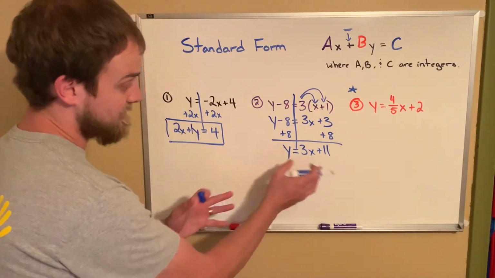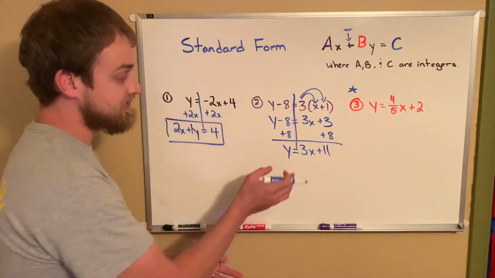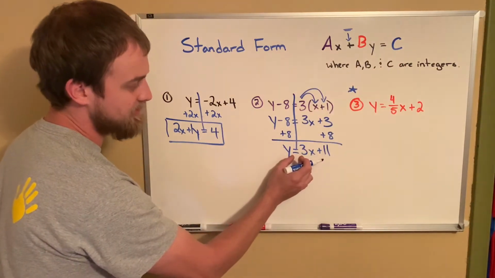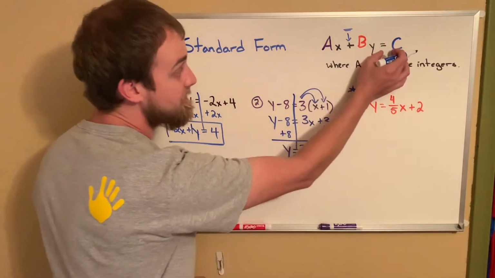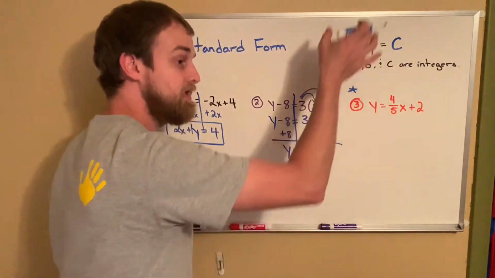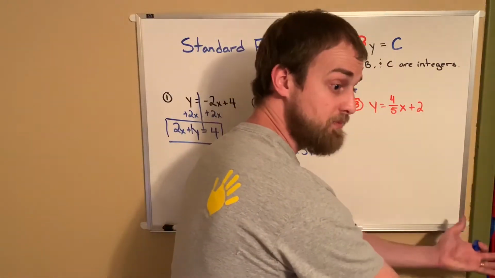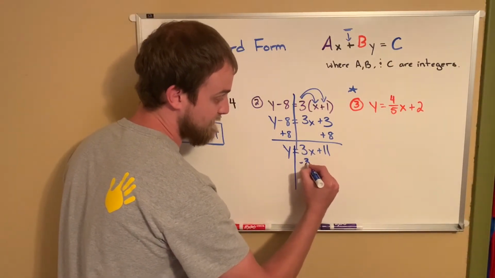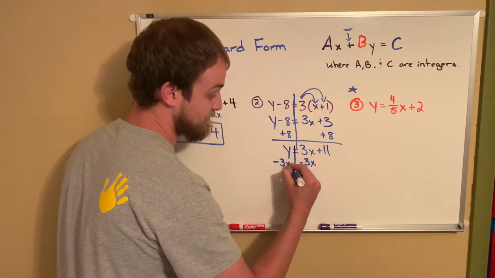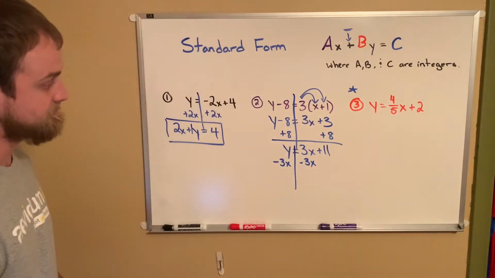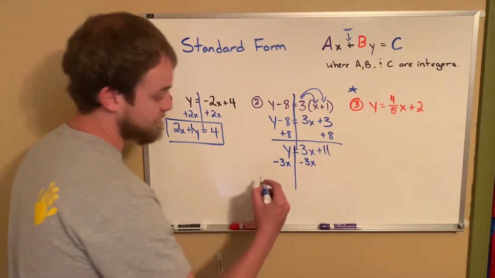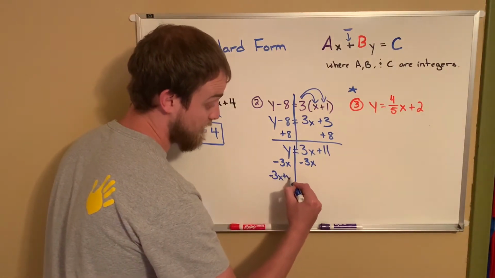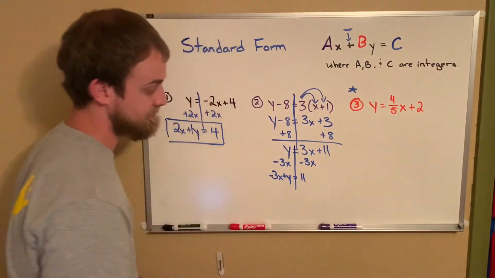Now, notice everything's cleaned up the way I need it to be, but still, I'm not in the order that I need to be. Notice my equal sign is in between my X and Y, and I don't want it there, right? I need an X term, Y term equals a number or a constant. So I need to move this X term. Well, how do I move a positive 3X? I'm going to subtract 3X. And when I do that, I'm left with negative 3X plus Y equals 11.